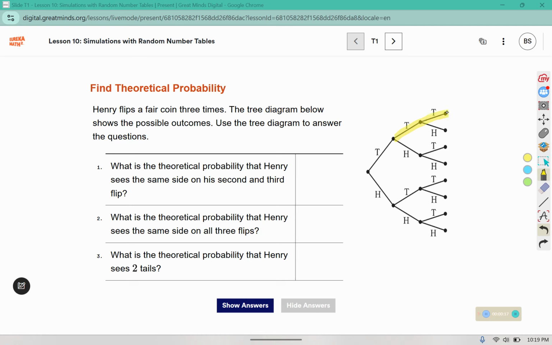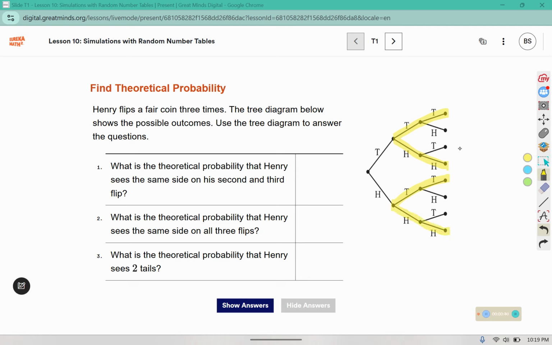So here that would be tails, tails. Tails, head wouldn't be the same. Head, tail wouldn't be the same, but head, head would be. Tails, tails are both the same. Tails, head is not. Head, tails is not, but head, head is.